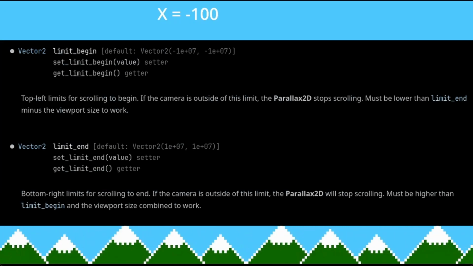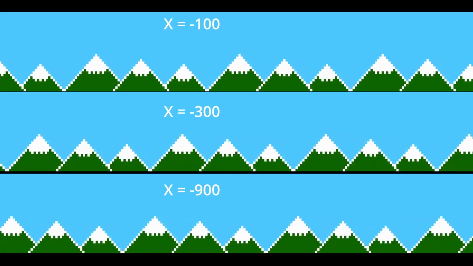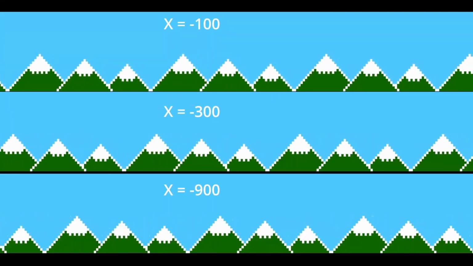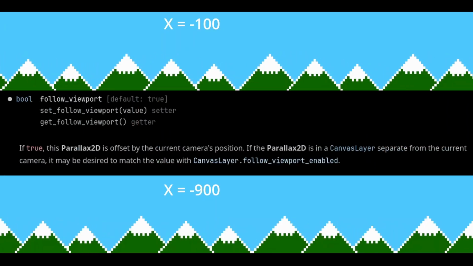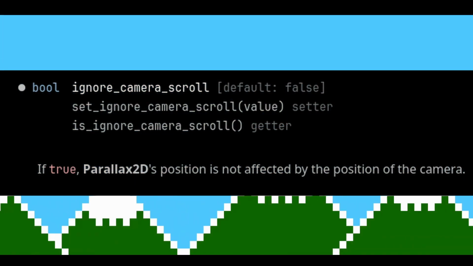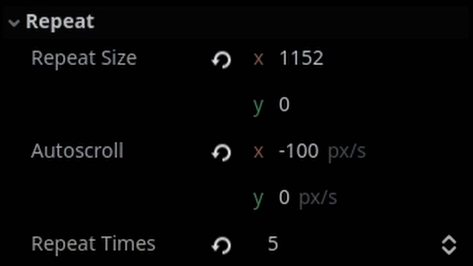The limit end and limit begin set the scrolling end and beginning. If the camera is outside of the limit, the Parallax 2D stops scrolling. You don't really need to edit these properties since it's set in a way to where the Parallax 2D won't stop scrolling. In the override dropdown, you have the follow viewport boolean. If this property is true, the Parallax 2D is offset by the camera's current position. The ignore camera scroll boolean determines whether the Parallax 2D's position is affected by the camera's position. So if the camera is moving, the Parallax 2D will move with it. That's it for the node's properties. Generally speaking, you only need the properties in the repeat tab since that handles the scrolling and the repeating.